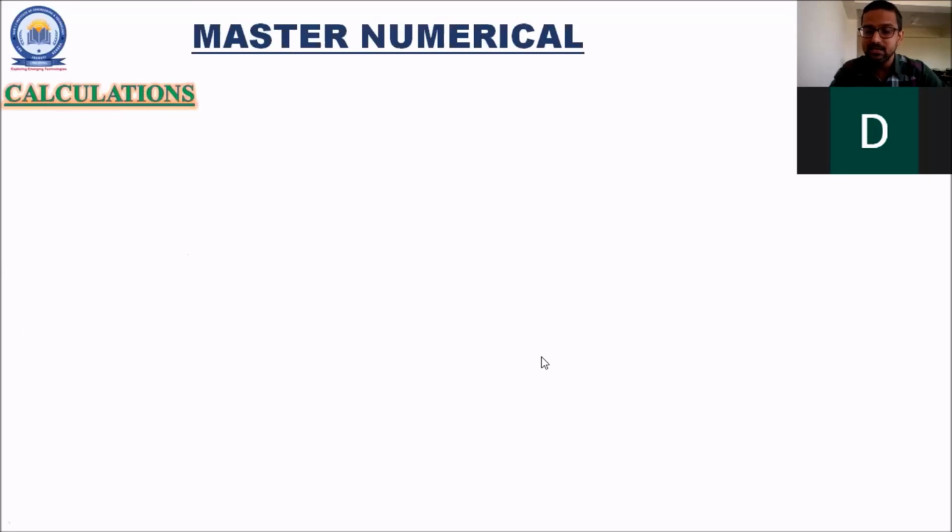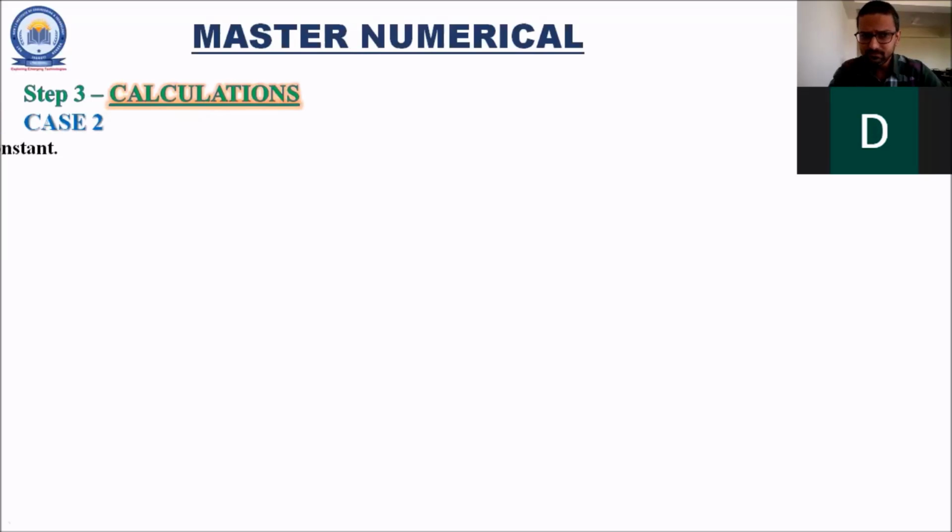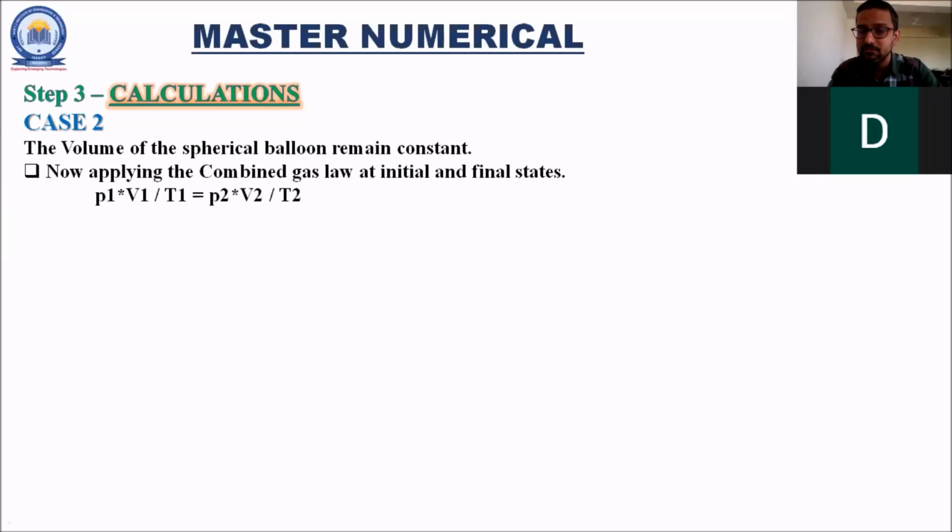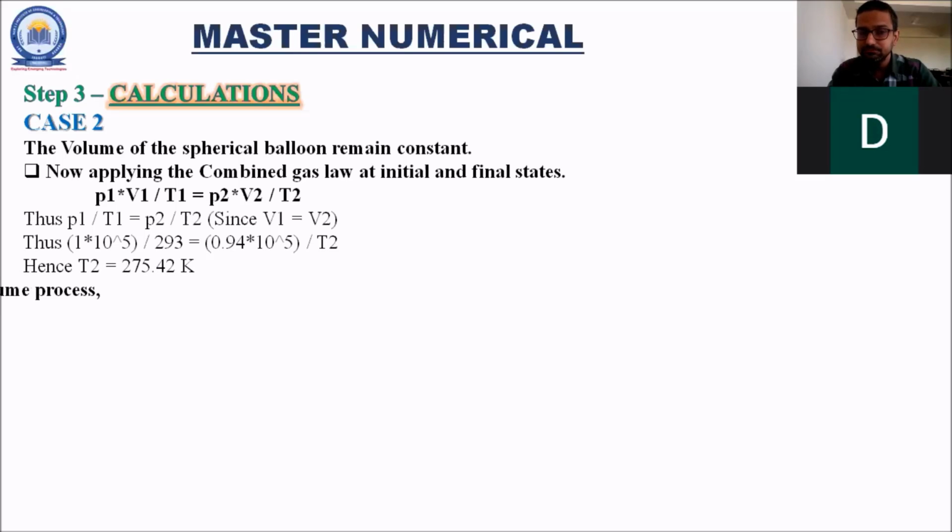So proceeding further in calculating the second parameter, case number 2. In the case number 2, it is directly given that the volume of the spherical balloon remains constant. So we are already given that it is the constant volume process, and we need to find out the amount of heat transfer in constant volume process. So firstly, we are using the combined gas law at the initial stage and the final stage. So that is P1V1 by T1 is equal to P2V2 by T2. Thus P1 by T1 is equal to P2 by T2 since the volume remains constant. So calculating the value of T2.